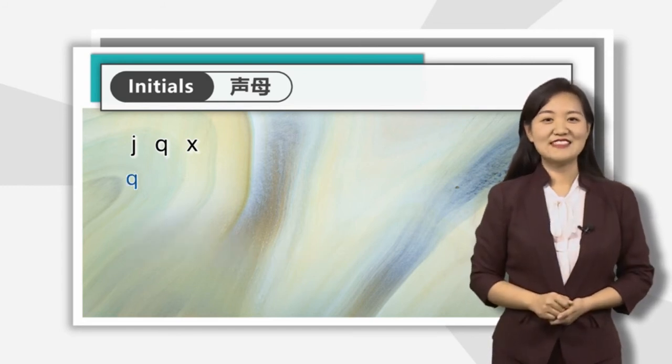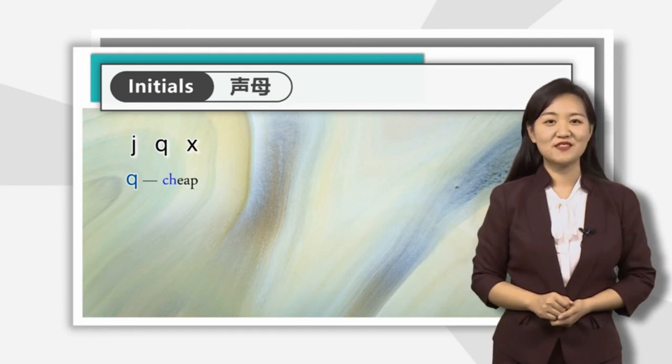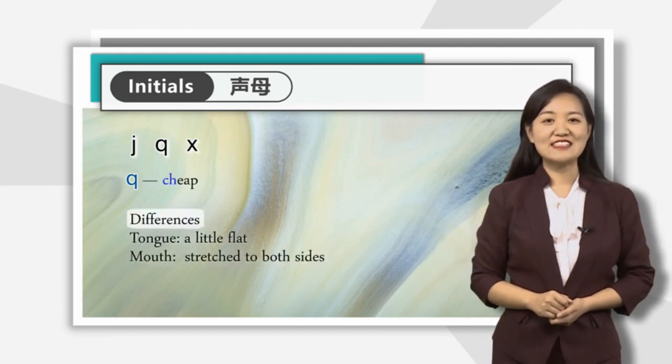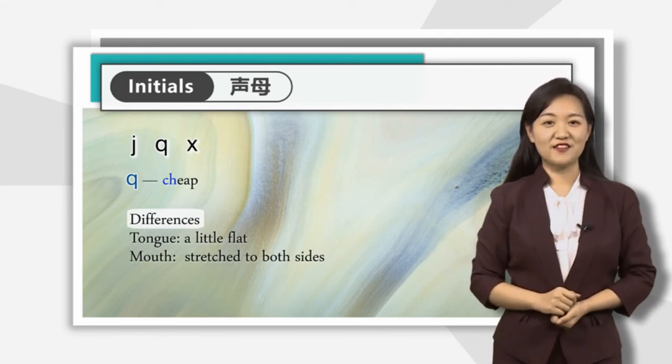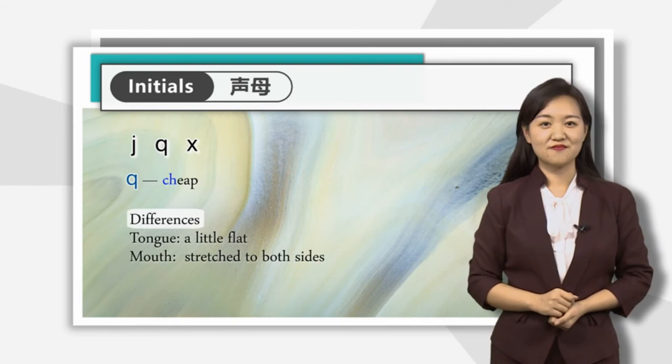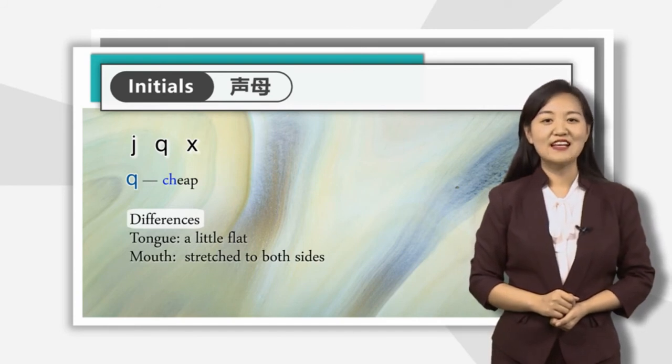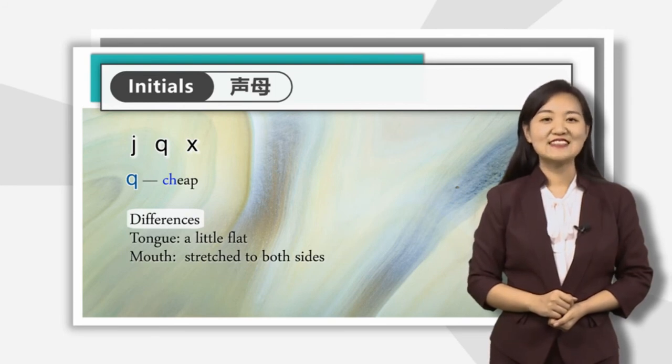The next one is 七. 七 sounds similar to the first sound of cheap. But when pronouncing 七, your tongue should be more flat, and also, you need to stretch your mouth to two sides. 七. Now listen to me carefully and feel the difference. Cheap. 七. Read after me. 七.